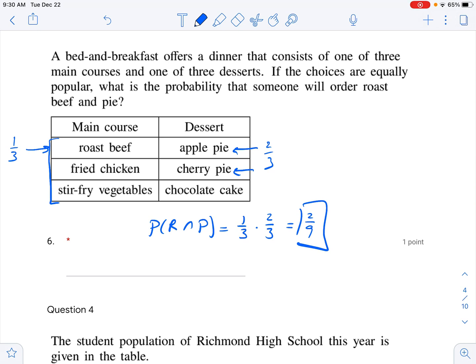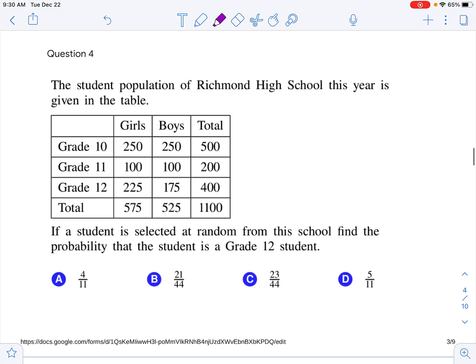Again, when events are independent, to find the probability of the "and" situation, you're simply multiplying those probabilities together, provided events are independent. Number 4, the student population of Richmond High School this year is given in the table. If a student is selected at random from the school, find the probability that the student is a grade 12 student.